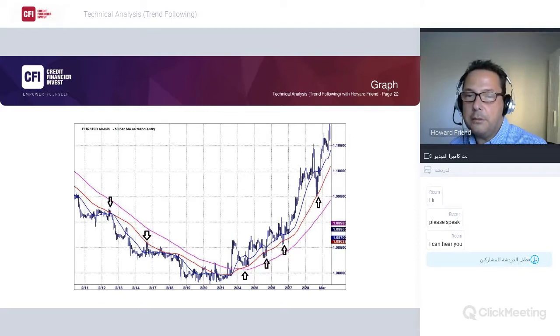we get this big pullback against the trend, but again, find support at the rising 50 bar moving average. So a number of opportunities there for the swing trader to get into the trend using the moving average.